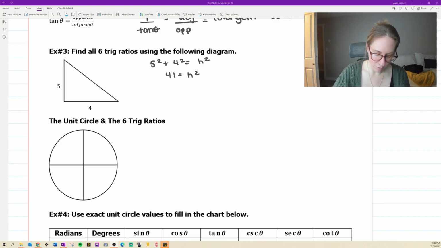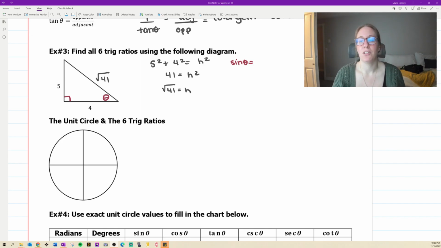It's positive, and 41 is prime. So this is just root 41 for our hypotenuse. Cool. Okay, so setting up our ratios, we're going to start with sine. Let's put theta down here. I didn't really label it, so we get to pick. I'm picking to put theta down at the bottom.